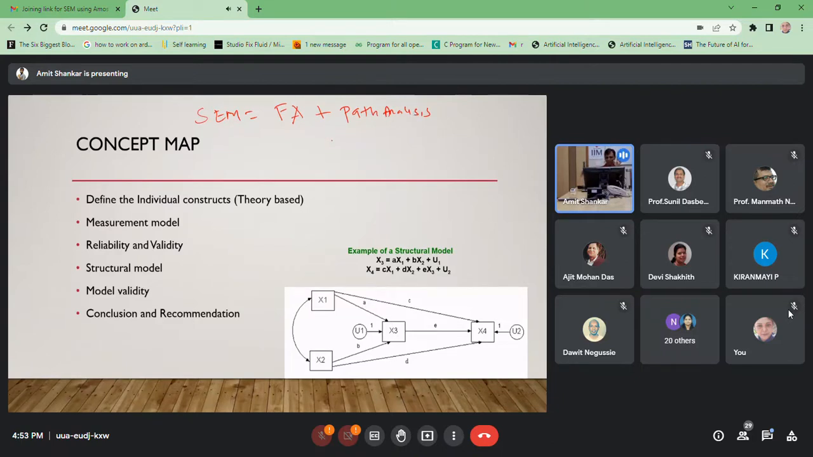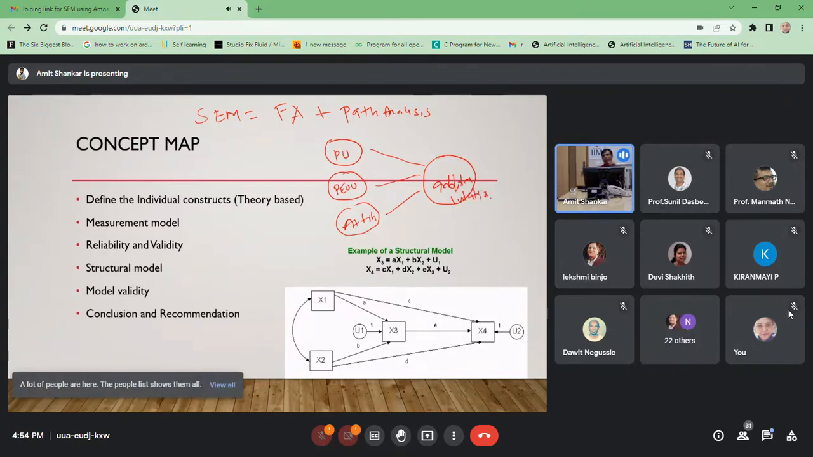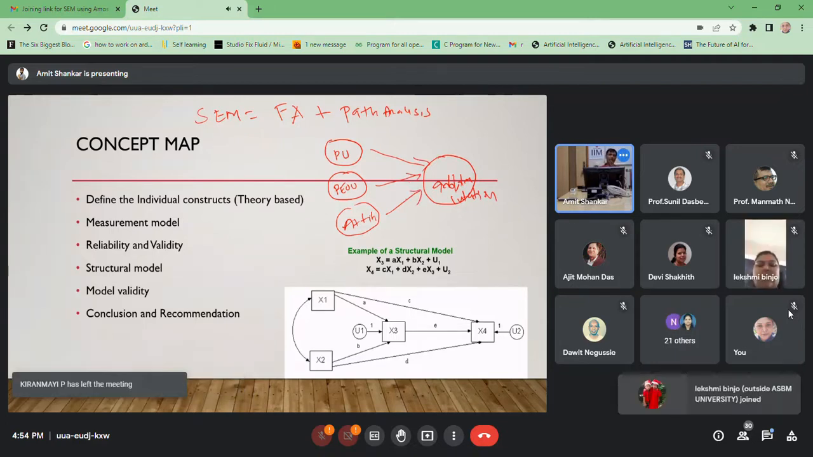For example, I am giving an example. The last example I gave: perceived usefulness and perceived ease of use, PEOU, and attitude will lead to adoption intention. So I should take that from literature, right? Whenever you are developing a model, it should come from literature. So I am taking from the literature that PEOU and attitude are affecting our adoption intention. Now try to understand the important part.